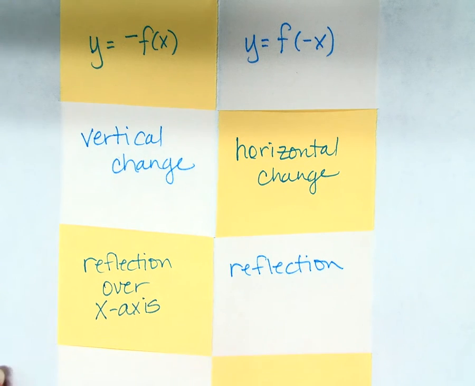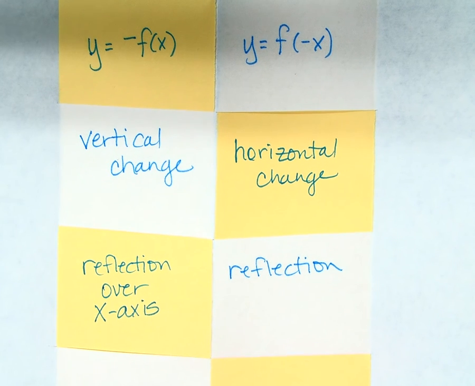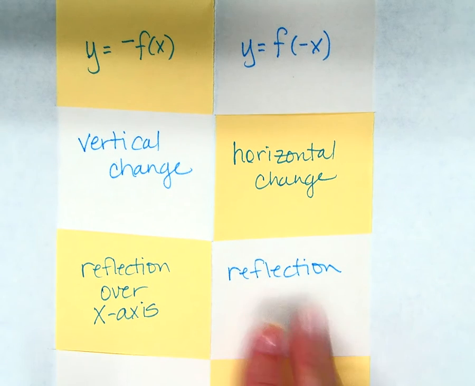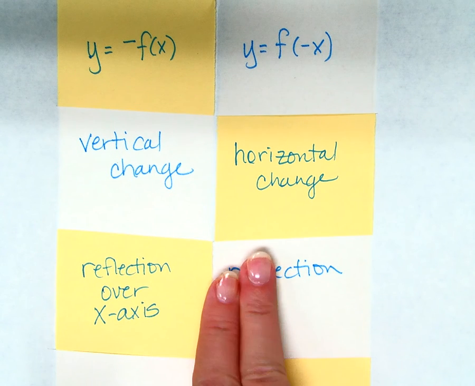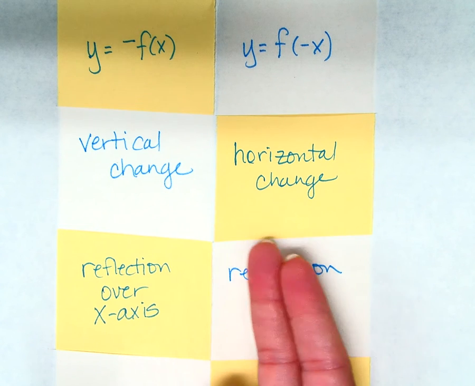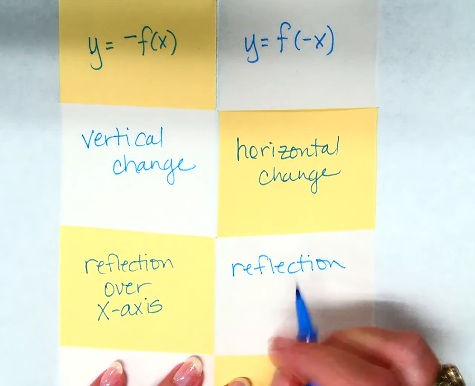Well, this one you know is causing a reflection, and you know it's a horizontal change, so it's going from here to here. What is that reflecting across? The y-axis. Good.